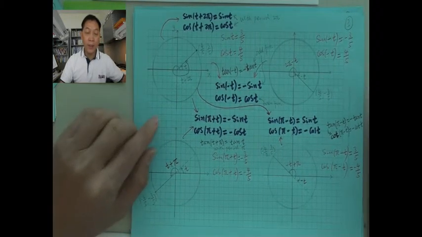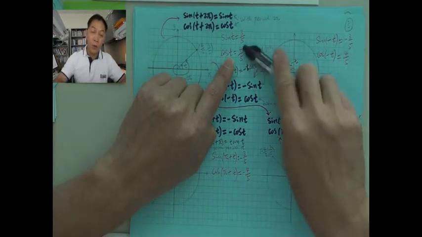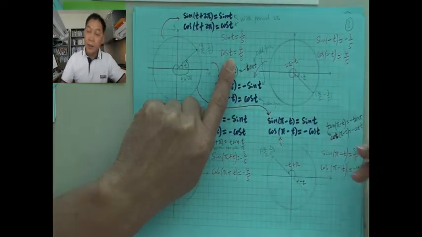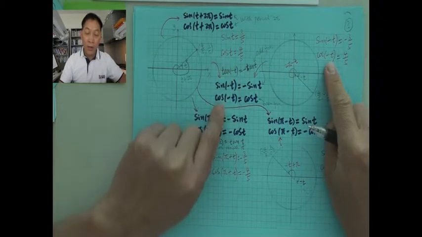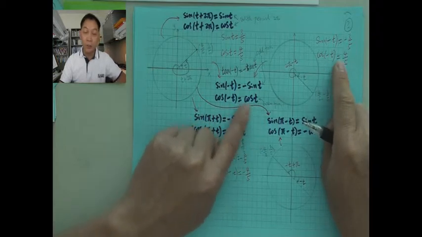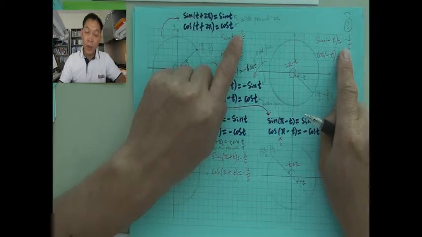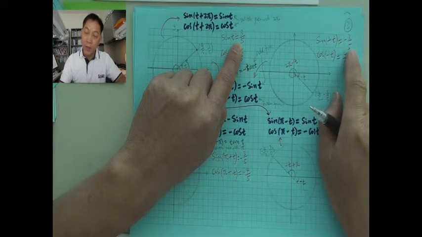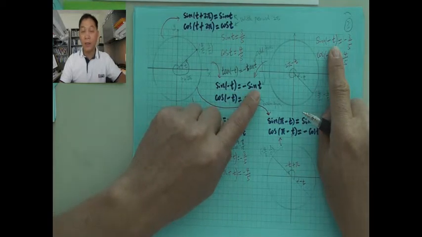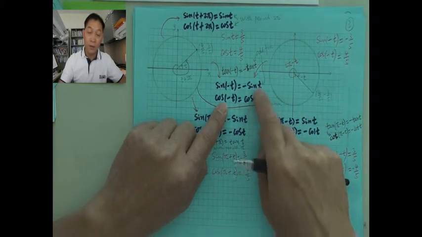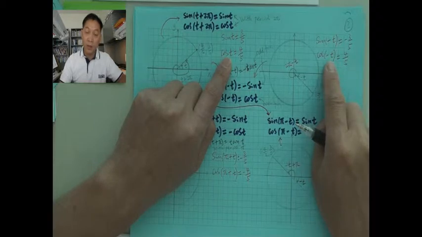So right down here you can see clearly that cosine positive t is 4/5. That's the x coordinate. But cosine negative t is still 4/5 positive. So you have cosine negative t equals cosine positive t. And here sine positive t is 3/5, sine negative t is negative 3/5. And then you can say sine negative t is negative sine t. That's different, those two.